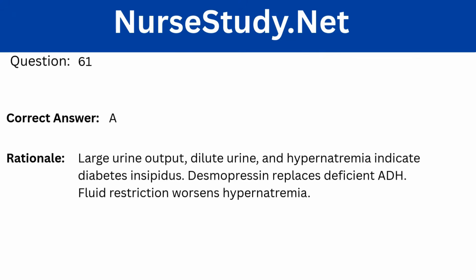Correct answer, A. Rationale: Large urine output, dilute urine, and hypernatremia indicate diabetes insipidus. Desmopressin replaces deficient ADH. Fluid restriction worsens hypernatremia.